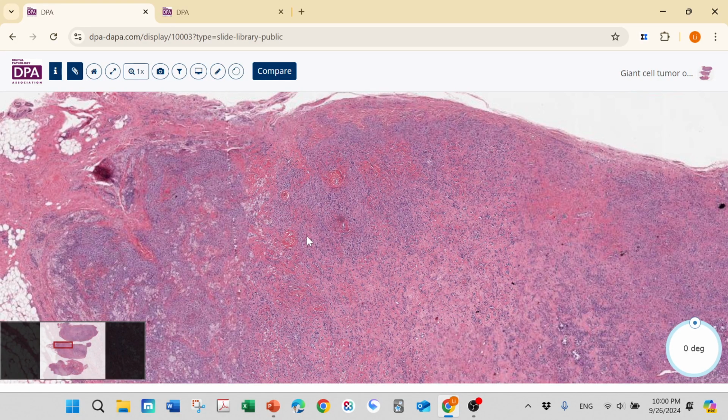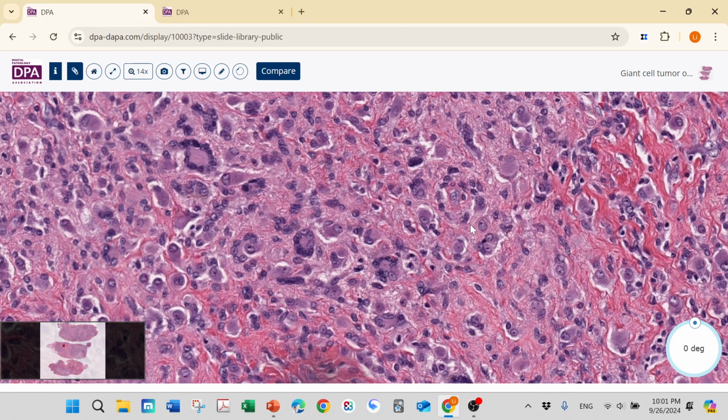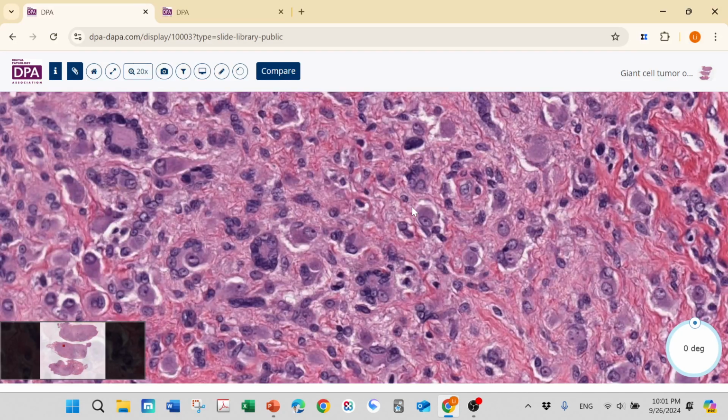But really nicely, we also see our friend, this mononuclear cell. See, they are everywhere, even more than the giant cell. So they have eccentric nucleus and eosinophilic cytoplasm. And when you put this nucleus into the giant cell, they are the same. So this is giant cell tumor of the bone. What you should recognize is this histiocytoid, plasmacytoid cell, mononuclear cell.